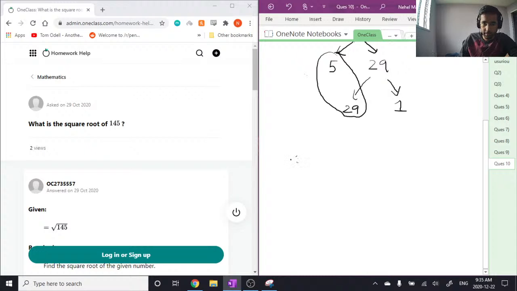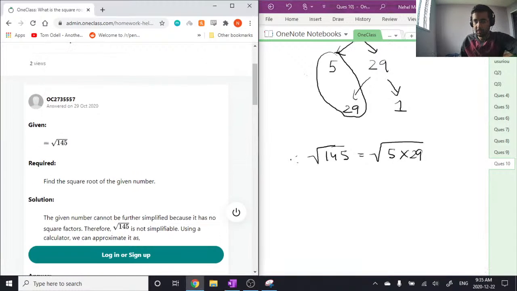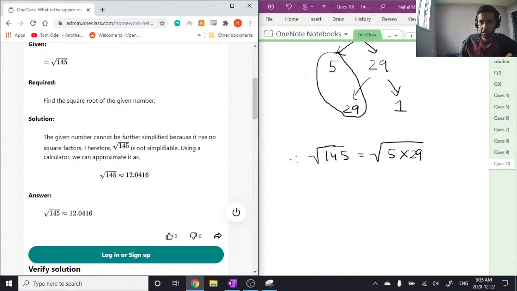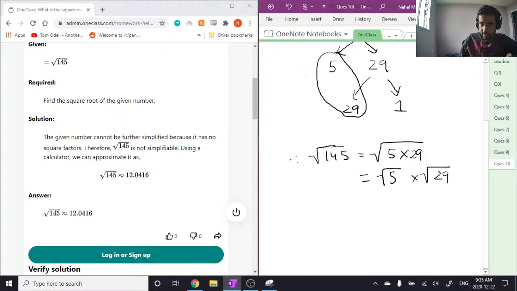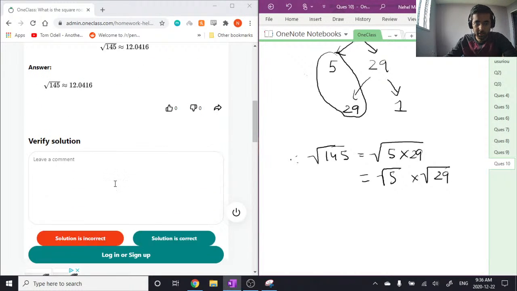So therefore, under root of 145 is nothing but square root of 5 times 29, and we can't really simplify it any further. If we wanted to, we can plug it into a calculator, and if we find it easier, we can write this as under root 5 times under root of 29. However, that's the extent of the solution we can get. Since this number cannot be simplified further, you can use a calculator. This is perfect. So this answer is correct.